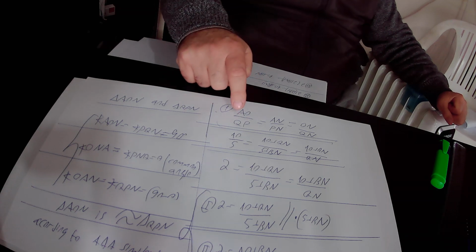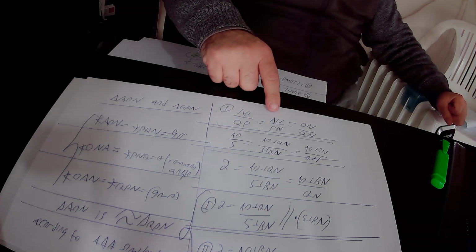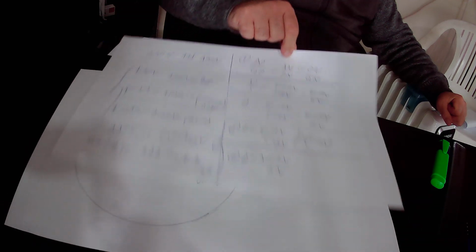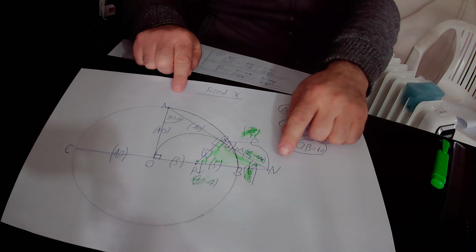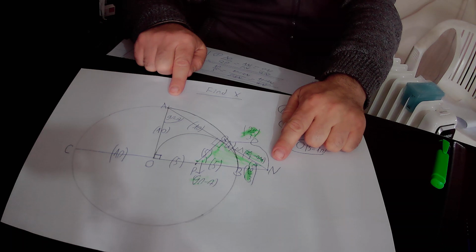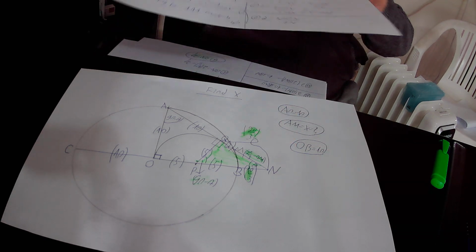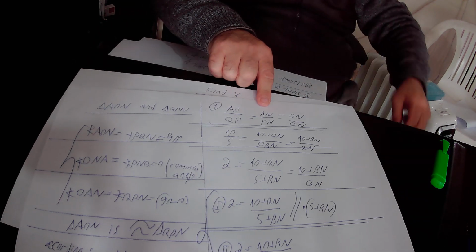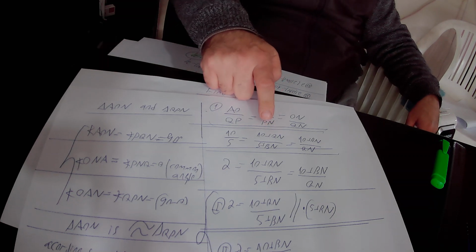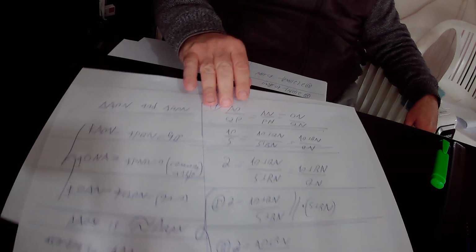AO is 10, QP is 5, AN, what is the length of AN? From the drawing it is very easy to see that AN in total equals AQ plus QN. That is to say AN equals AQ, that is 10, plus QN. So in total AN equals 10 plus QN over PN. What is the length of PN?